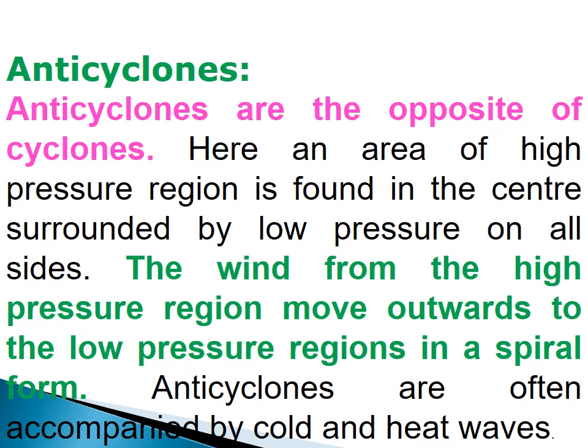Okay, so the picture is given on page number 186. You see the anticyclone and cyclone. Okay, first picture is anticyclone and second picture is cyclone. So high pressure to low pressure, anticyclone; low pressure to high pressure, cyclone.